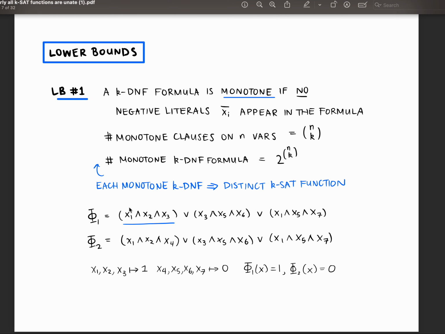But now, how can I certify that these two formula correspond to different Boolean functions? Well, I can just find some input, some assignment of the variables, such that phi1 and phi2 spit out different answers. And the assignment I'm going to choose is the one that satisfies this clause, i.e. assigns x1, x2, and x3 to be true, and all other variables to be false. So importantly, the only monotone clause this assignment satisfies is this blue clause, and therefore it makes phi1 true, but phi2 false. And this tells us that these two formula are different functions. And you can do the same for any pair of distinct monotone formula.